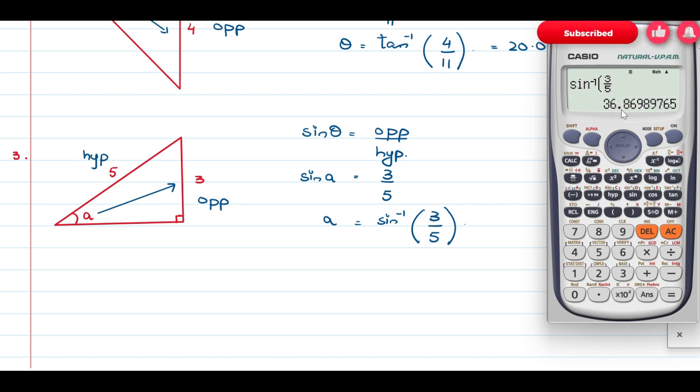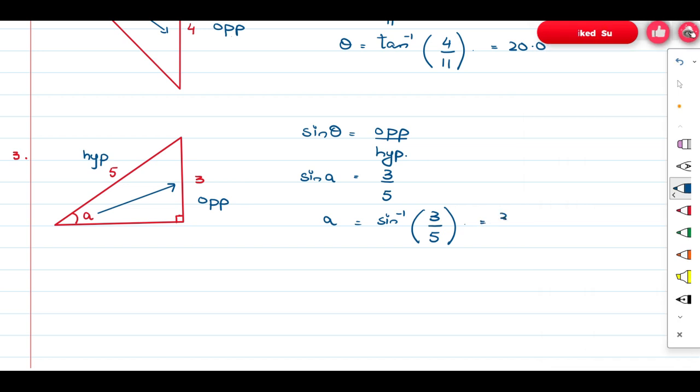This is 36.86. So this is 8. The next digit is 6. So round up. 8 turns to 9. 36.9 degrees. Angle must be in degrees or in radians, right? But in these questions, the angles are in degrees, right?